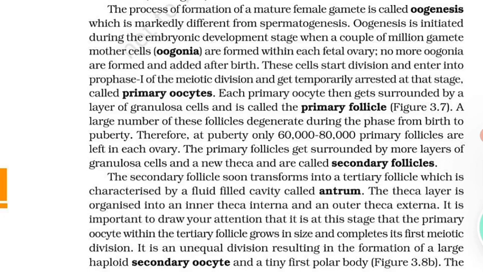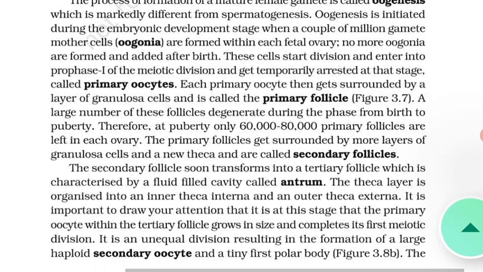It is important to draw your attention to the fact that it is at this stage that the primary oocyte within the tertiary follicle grows in size and completes its first meiotic division. It is an unequal division resulting in the formation of a large haploid secondary oocyte and a tiny first polar body.